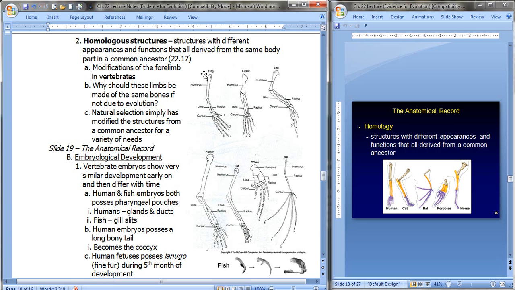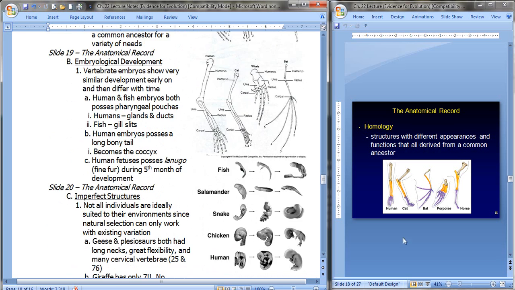Consider amphibians, reptiles, birds, humans, cats, these being all of your mammals down here, whales, and bats, all containing the same bones, but used for flight, for swimming, for walking on all fours, or for swinging through the trees, if you will, if you look at our ancestors. One example of evolution in terms of homologous structures.